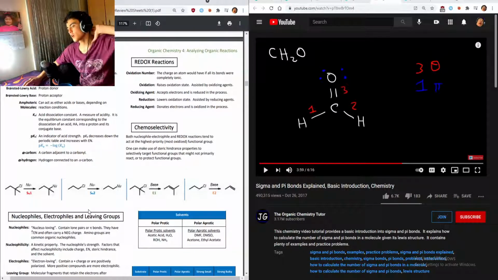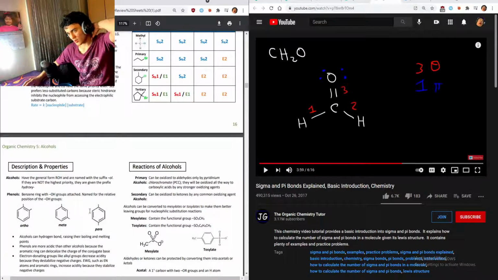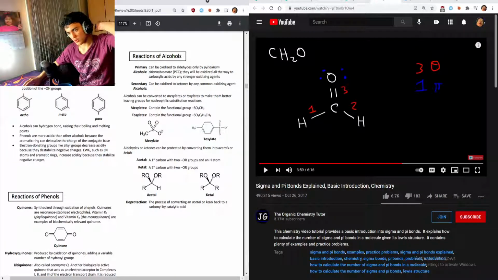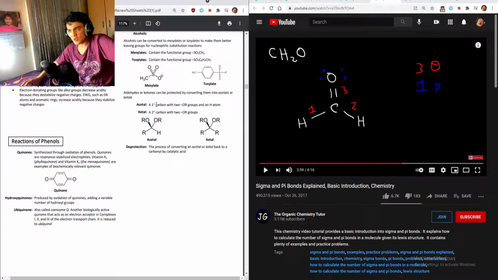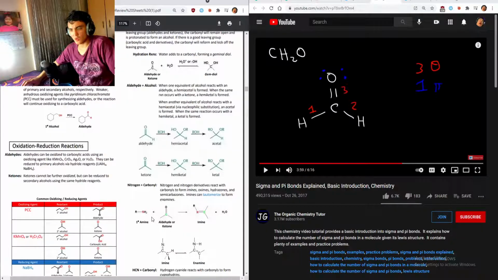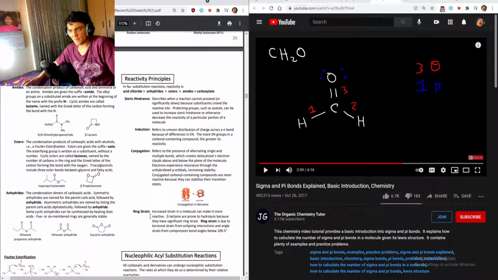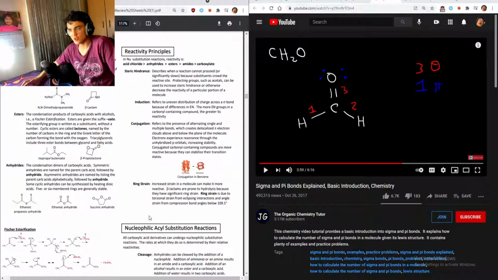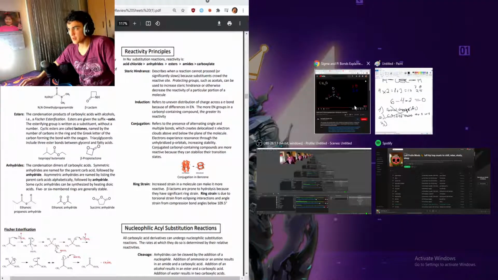Redox reactions. Oh, garbage. Alcohols. I'm hoping I know what this is. First primary carbon, secondary carbon, or something like that. It means it's a carbon connected to two other carbons, if I'm correct. Yeah, it gets interesting. What is ring strain? I've never heard of this. Oh, it's from a ring. Okay. Amides, esters. There's no way I have to memorize this though. It makes no sense.